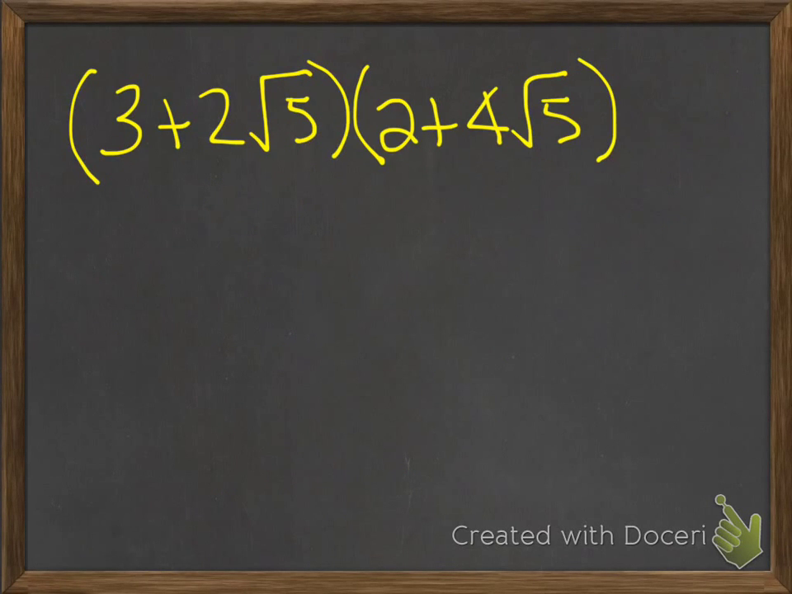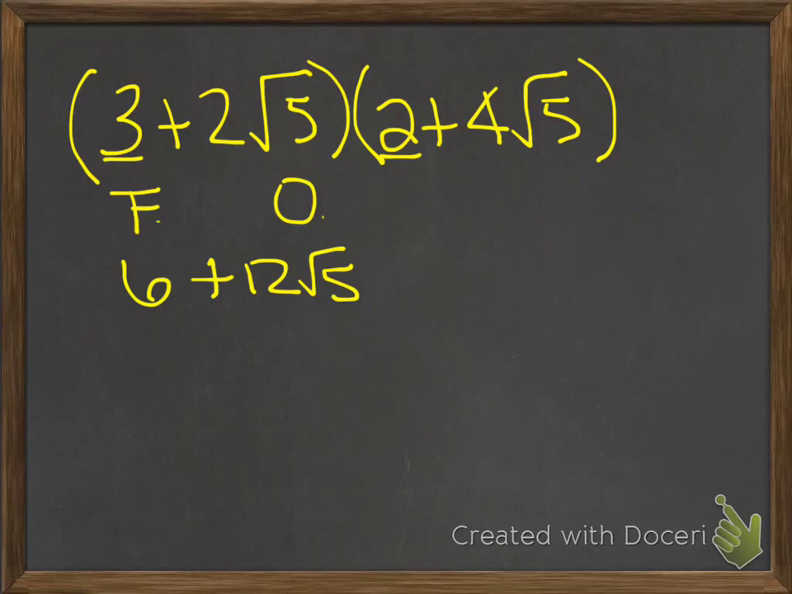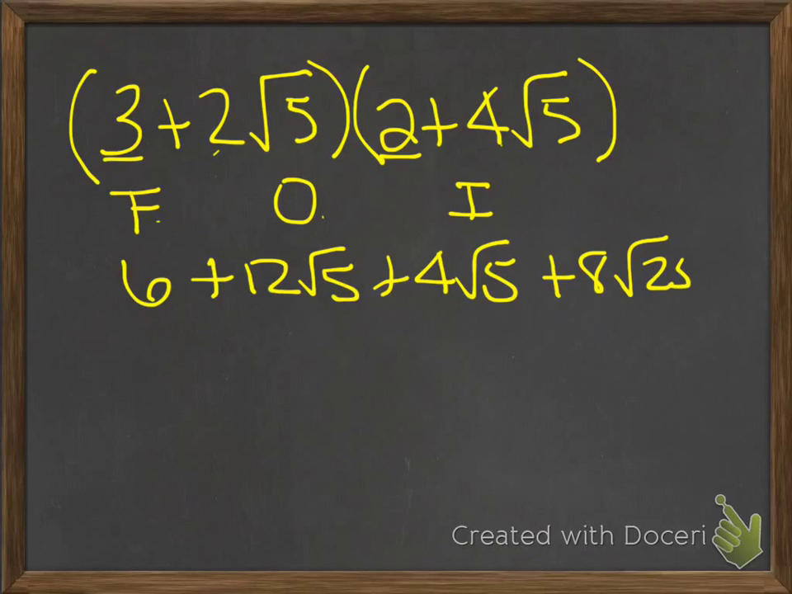Let's look at a second example. And again, FOIL. So the first in each parenthesis gives us 6. The outer gives us 12 square root of 5. The inner gives us 4 square root of 5. And the last, 2 times 4 gives us 8. 5 times 5 gives us 25.